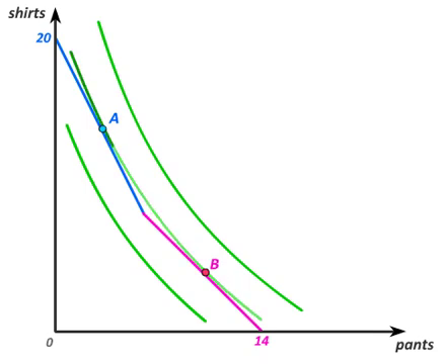Bundles A and B are now both optimal for this consumer. They both lie on the highest possible indifference curve that can be reached, while still touching some part of the budget constraint.